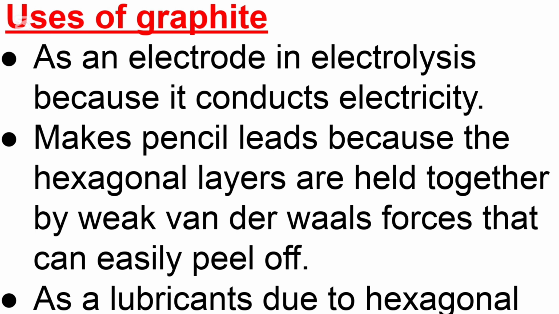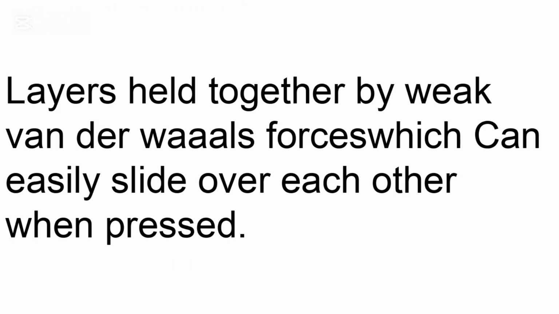Uses of graphite. One of them is that it's used as an electrode in electrolysis because it's a good conductor of electricity. It is also used to make pencil leads because the hexagonal layers are held together by weak van der Waals forces, hence they can easily peel off. It is used as a lubricant due to hexagonal layers held together by weak van der Waals forces, which can easily slide over each other when pressed.